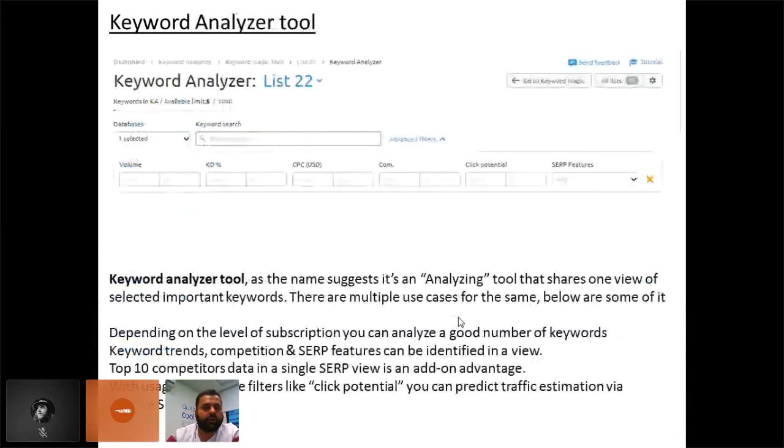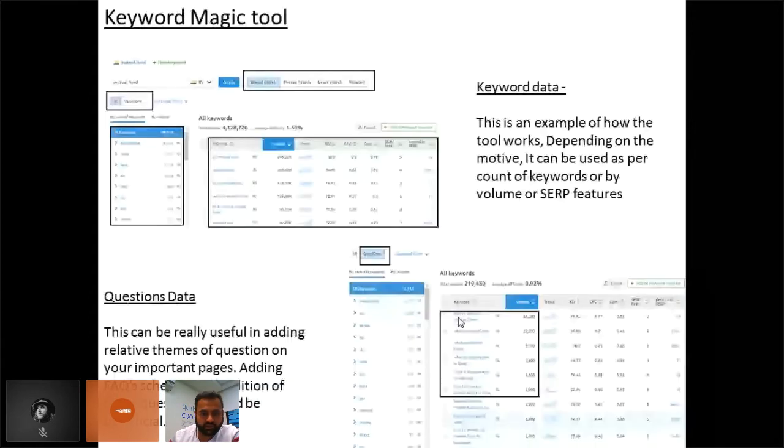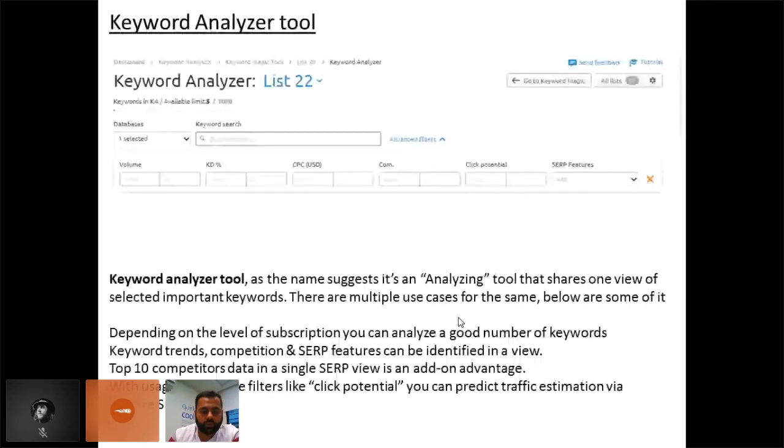Moving on, we have the keyword analyzer tool. As the name suggests, it's an analyzing tool that shares one view of the selected important keywords. There are multiple use cases for the same, and I'll drive some of them. Depending on the level of subscription, you can analyze a good number of keywords, keyword trends, competitions, and SERP features. You can get the top 10 competitors. Basically, for the keywords that you see in the keyword magic tool and in the keyword gap tool, or any keywords that you're not ranking on, if you want to compare all of these keywords in one place, this is the tool that can help you analyze everything.